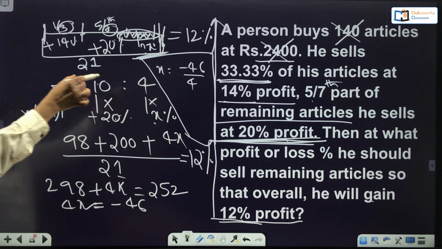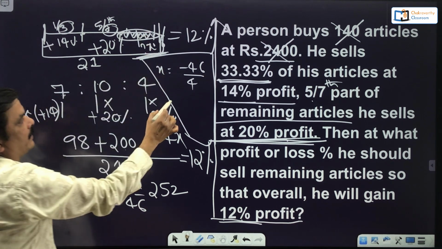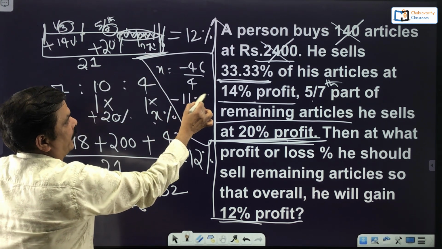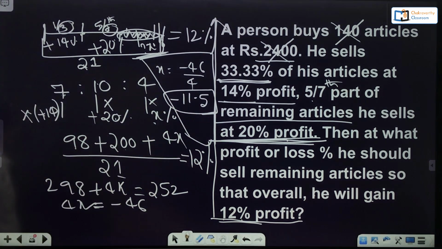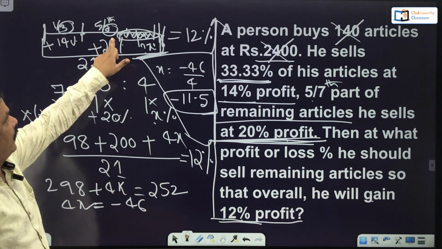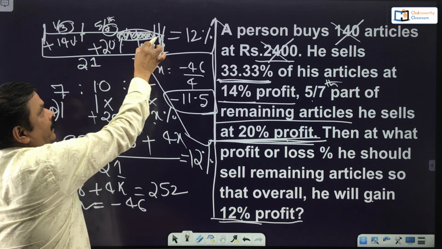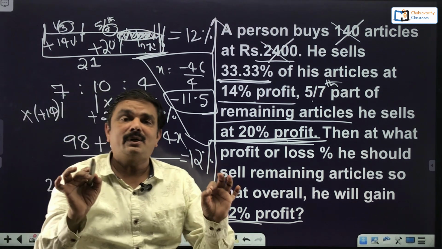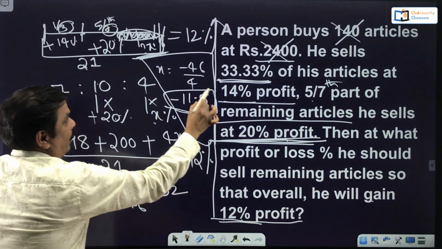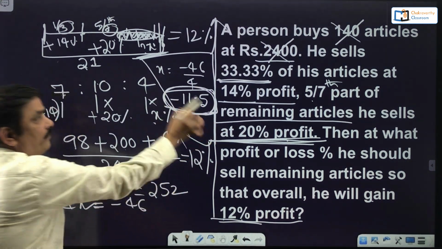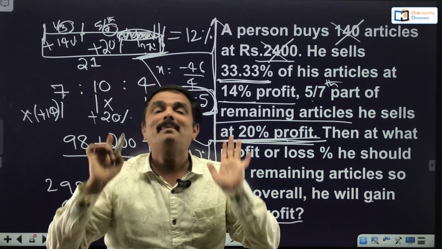Go for the simplification here. That is 4 ones 4, 4 fives 20, minus 11.5. Right. Now the answer for this question, for how much profit or loss he has to sell the remaining consignment to get overall 12% profit: he has to sell that one at a loss of 11.5%, so that overall he will get a profit of 12%.